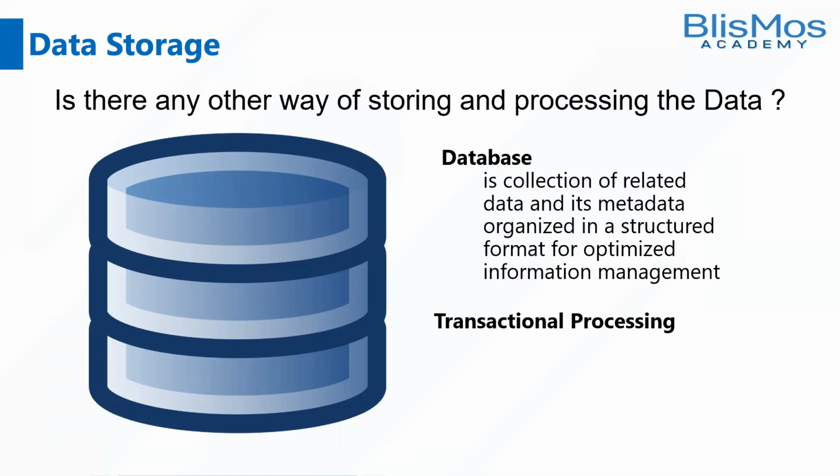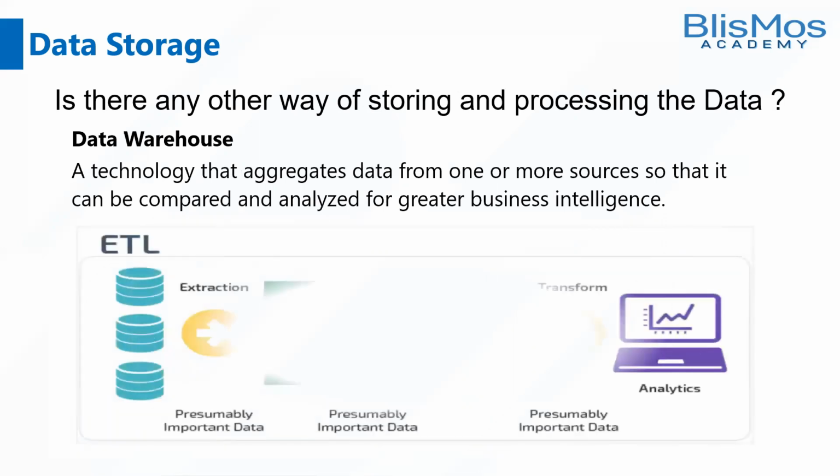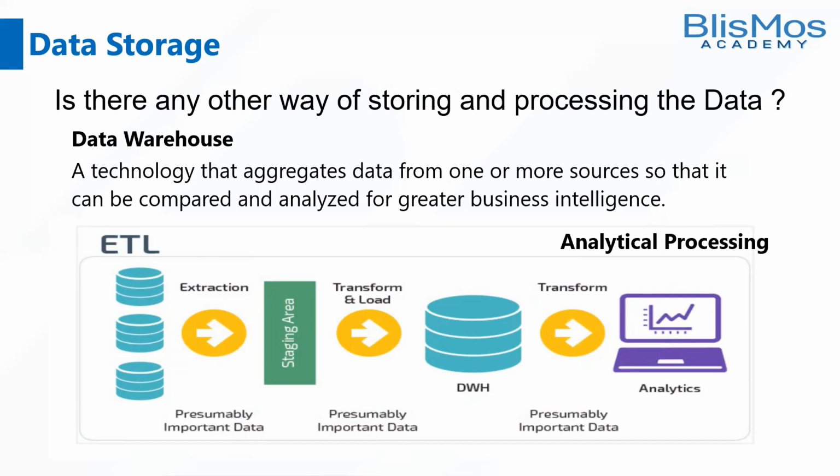What is a database? A database is nothing but a collection of related data and its metadata organized in a structured format for optimized information management. As we know, relational databases were always for transactional processing. They were not for any other kind of processing. As and when we proceeded, we wanted something for analytical processing as well. That is when we started using a data warehouse. What is a data warehouse? A data warehouse is a technology that aggregates data from multiple sources so that the data can be compared and analyzed for deriving insights or patterns for business intelligence.